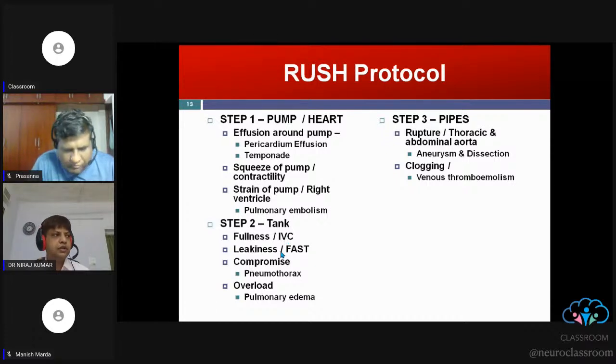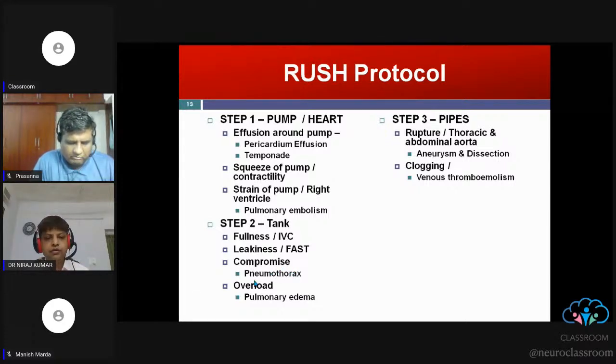Then the leakiness of the tank means whether there is any rupture of a blood vessel, so that the blood is accumulating in the pericardium or hemoperitoneum. This is a very useful examination that is called the FAST examination. We will discuss it in detail in the coming slides. Then the third point is tank compromise. That means there is a pneumothorax. Tension pneumothorax is an emergency condition. We have to quickly diagnose this pneumothorax.